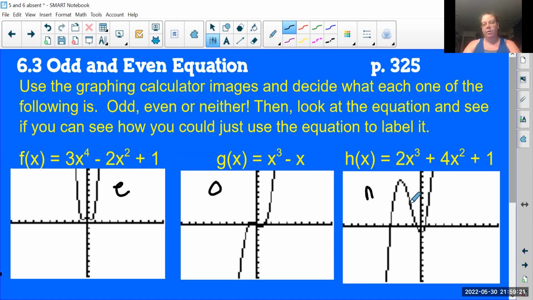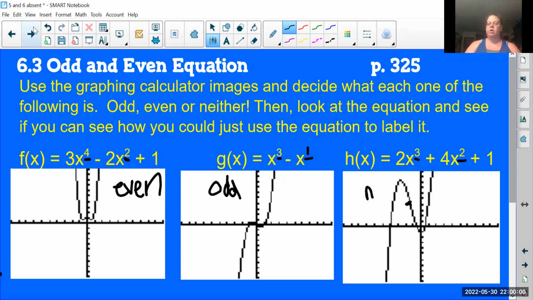If I flipped it around this point, if I spun it around that point, then it would be the same, but it has to be around the origin. So this is neither. Then looking at the equations, if this one is even, we can look at the equation and see that these two exponents are even. This is odd, and if we look at the exponents in this one, they're both odd because technically there's a 1 here. And then this is neither because when I look at the exponents, this one's odd, but this one's even. So just by looking at the equations, we can tell if they're even or odd because we look at the exponents. So the definitions are here.